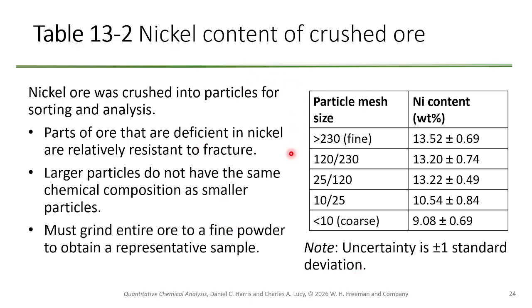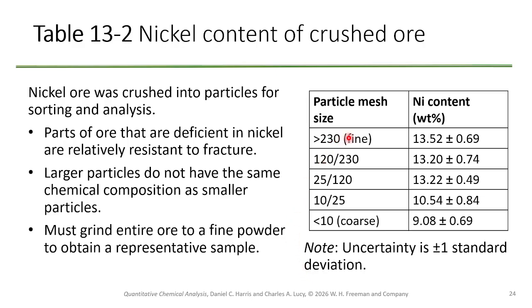So let's talk about the nickel ore. We have nickel ore that we're going to crush into particles for sorting and analysis. The parts of the ore that are deficient in nickel are going to be relatively resistant to fracture. Larger particles do not have the same chemical composition as your smaller particles. This is why they're more resistant to fracture, because they have a different composition. You have to grind the entire ore into fine powder to obtain a representative sample.